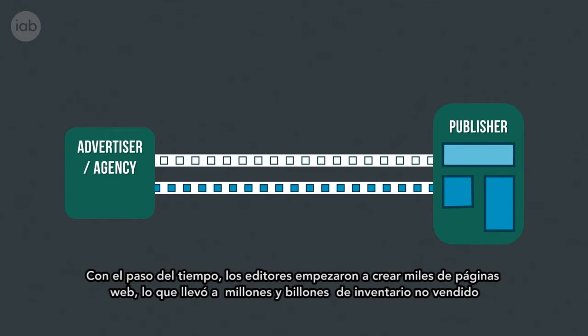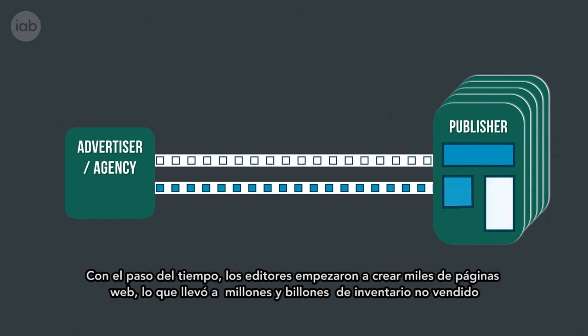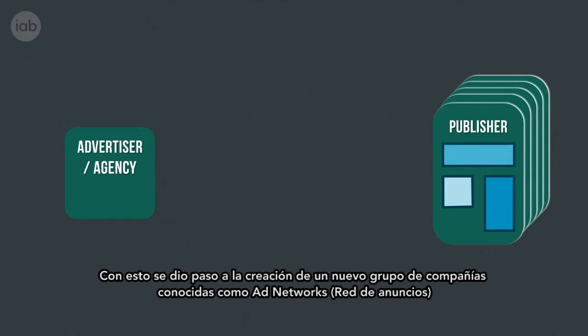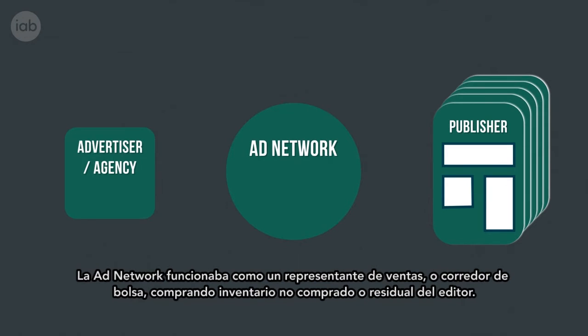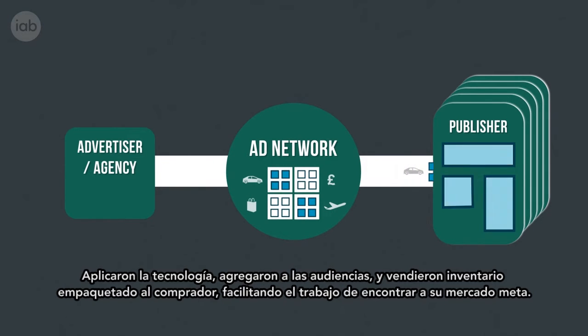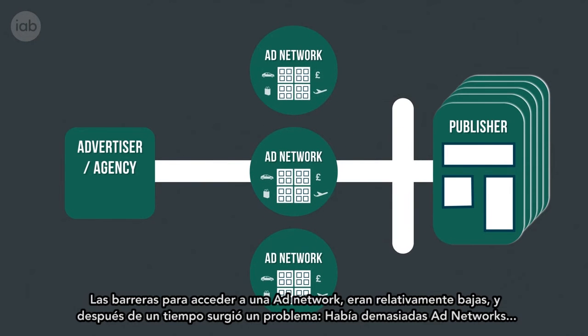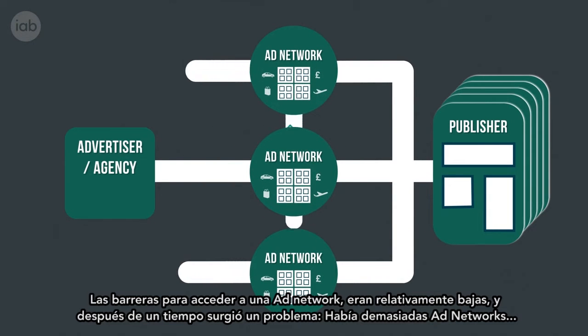As time went on, publishers began to create thousands of web pages, which led to millions and billions of unsold inventory. This gave rise to a new set of companies called the ad network. The ad network acted as a sales representative or broker, buying unsold or remnant inventory from the publisher. They applied technology, aggregated the audiences, and sold packaged inventory on to the buyer, making it easier for them to target who they wanted.